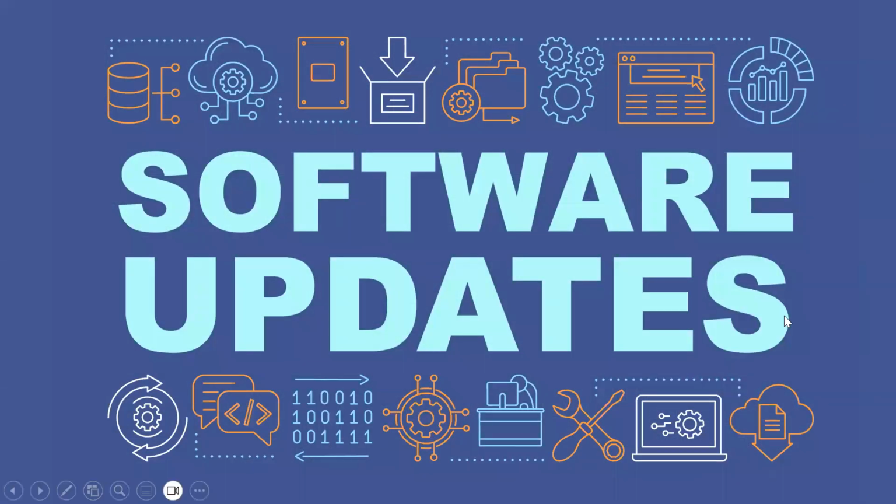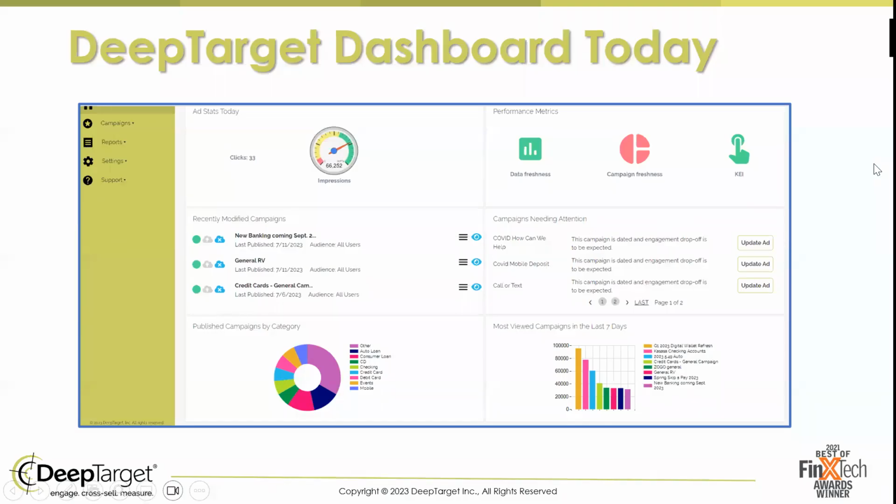So that was our content for today. A couple more great things that we want to share with you. Remember, I said we're going to make it more visible to you to see what you might be missing out on. And here's your dashboard today. Here's a simple example of your dashboard. Clicks, impressions, everybody knows the data freshness, campaign freshness, KEI. Here's your framework down here.